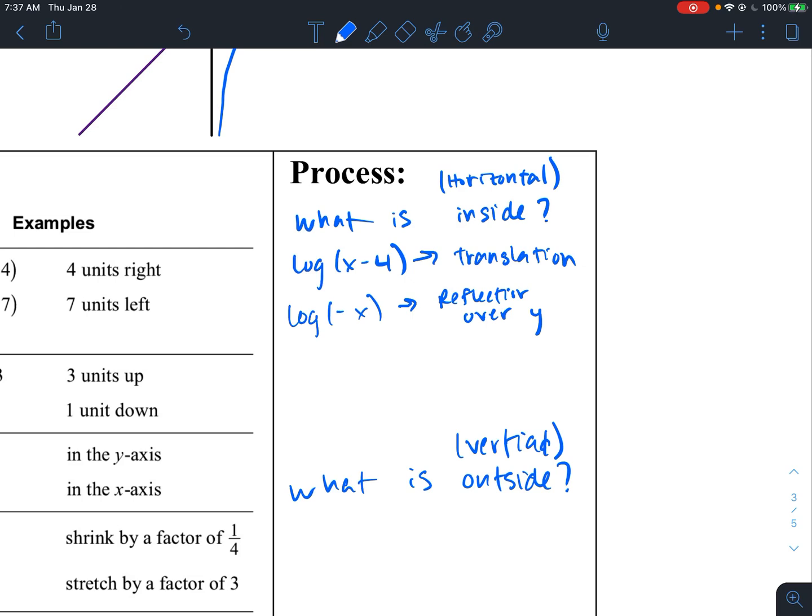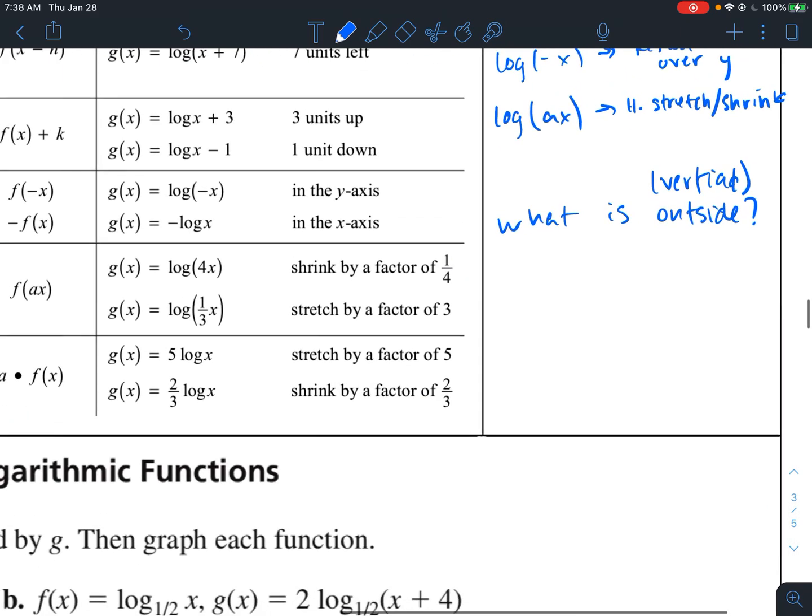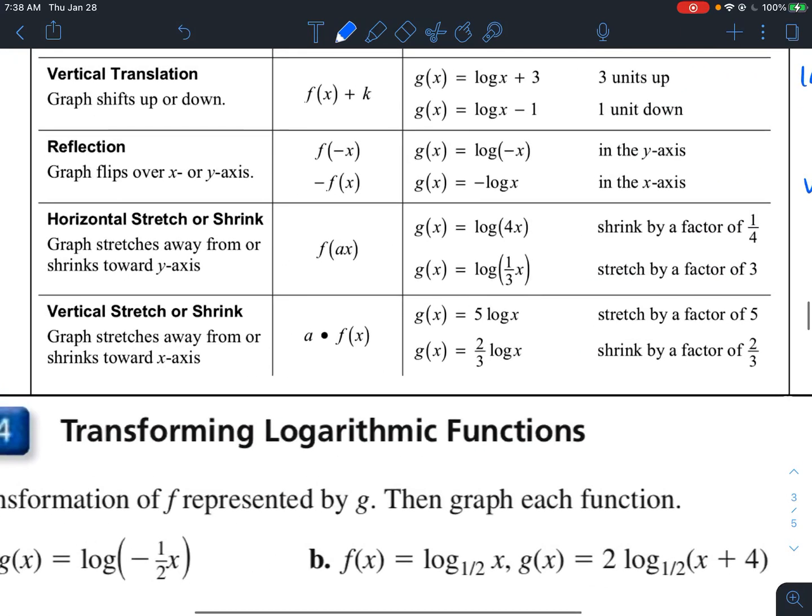And then you could have, we call it a times x, so it's being multiplied inside. This is a horizontal stretch or shrink, depending on the value of a. If it's greater than 1, it's a shrink by a factor of its reciprocal. And then if it's less than 1, it's a stretch by a factor of its reciprocal.